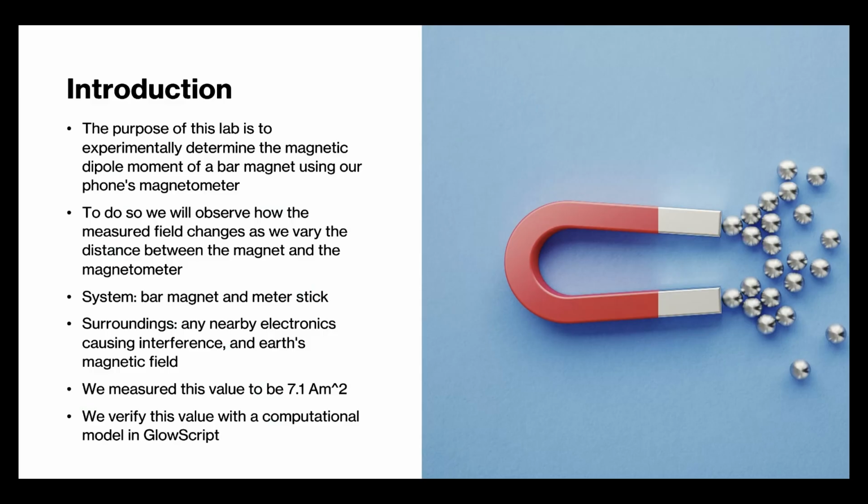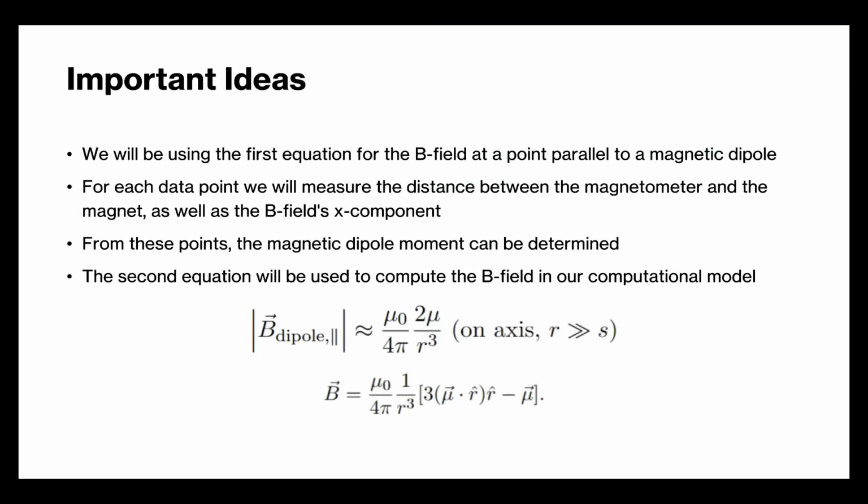The system consists of the bar magnet and a meter stick, and the surroundings are the lab, including any nearby electronics that could interfere, and the Earth's magnetic field. We calculated the dipole moment to be 7.1 amp meters squared, and we verified this value with a computational model in GlowScript. Some important ideas: we'll be using these equations.